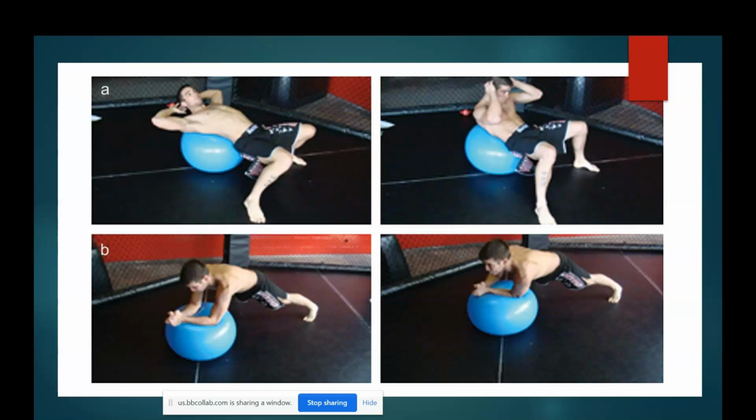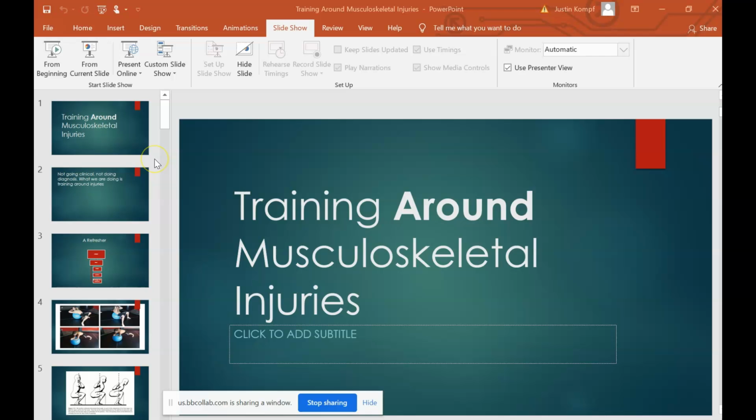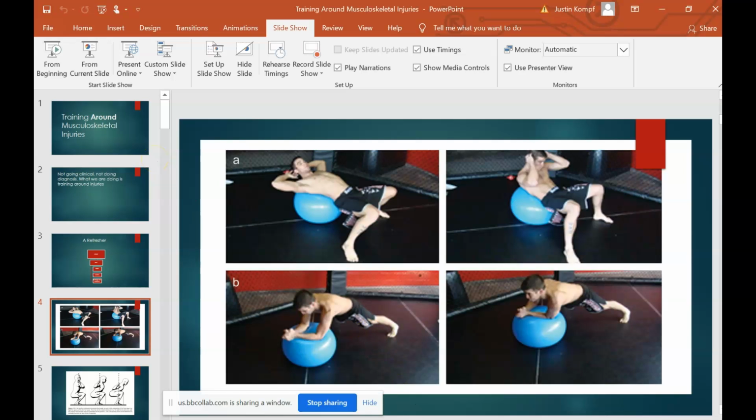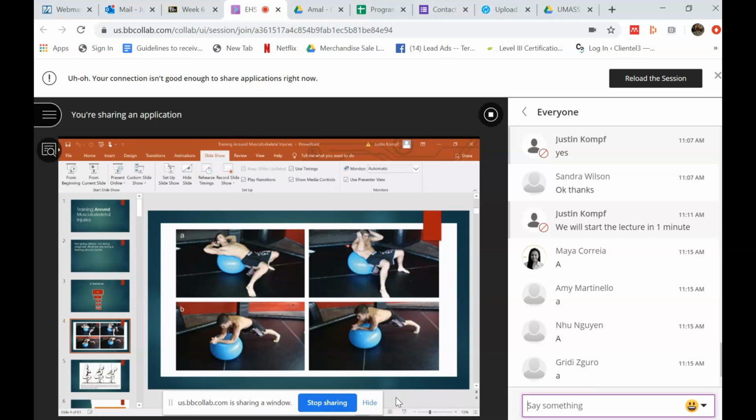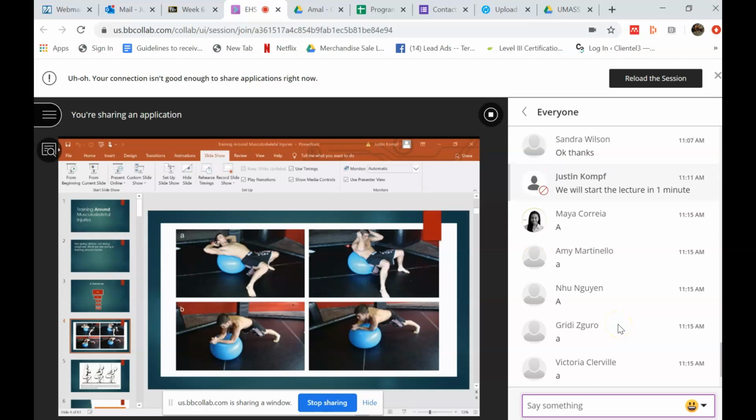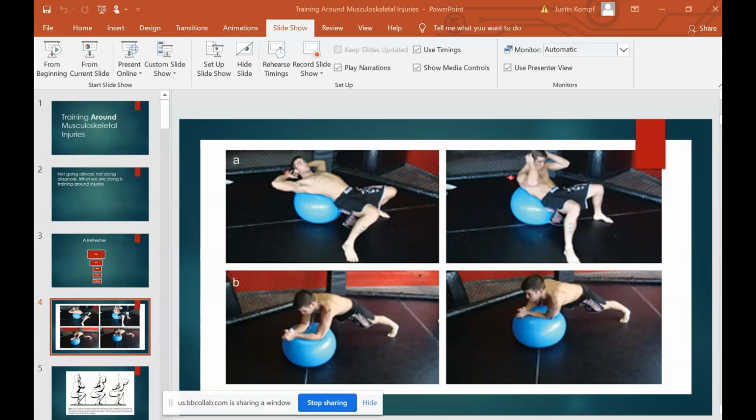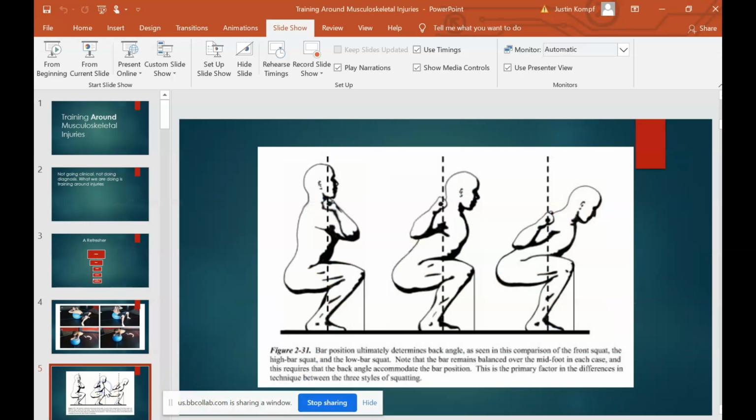Go ahead, type it in the text box. If they have flexion-based back pain, which one might we not want to do, A or B? Yeah, good. We wouldn't want to do A because A is putting them into more flexion.